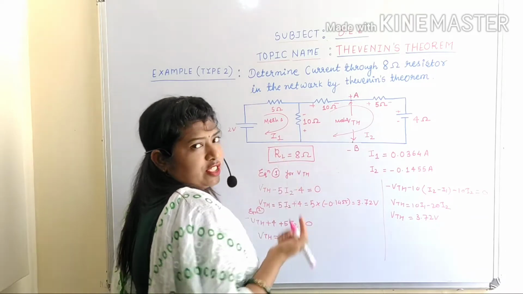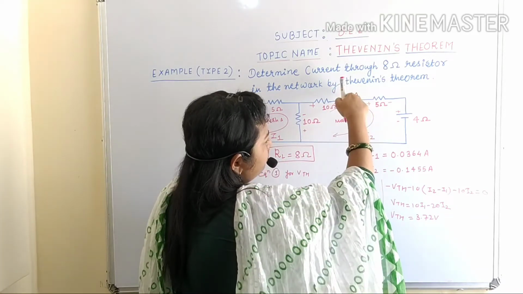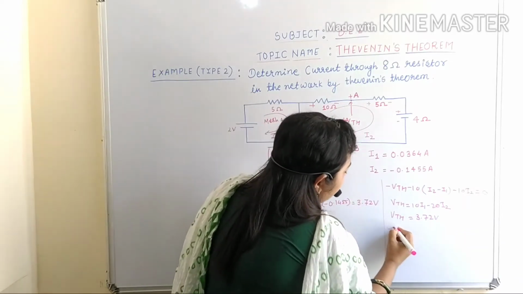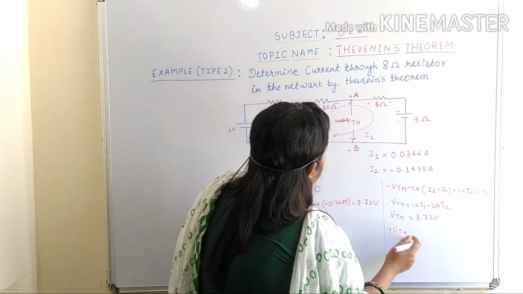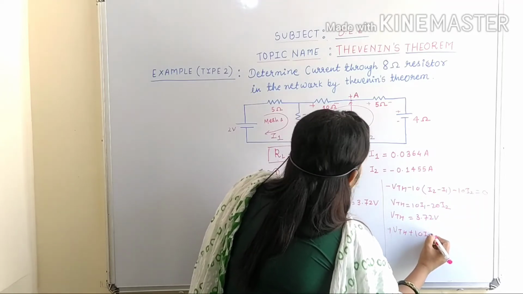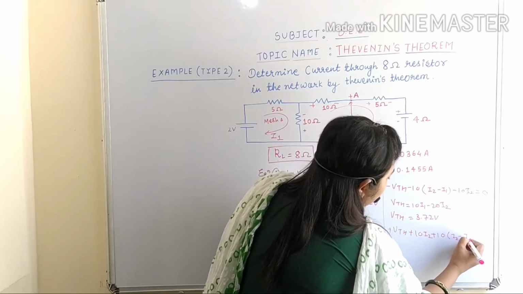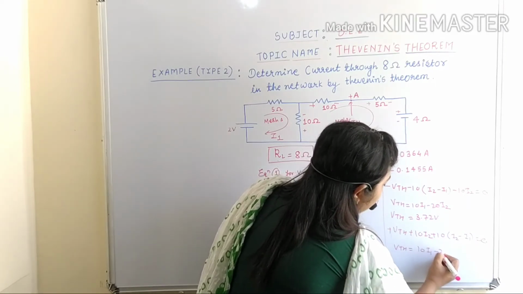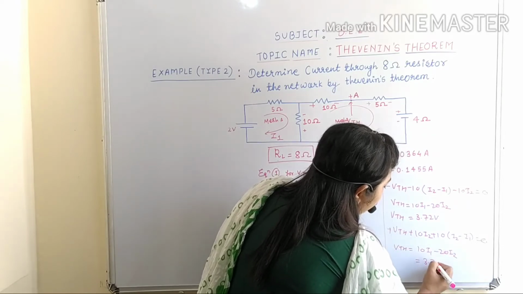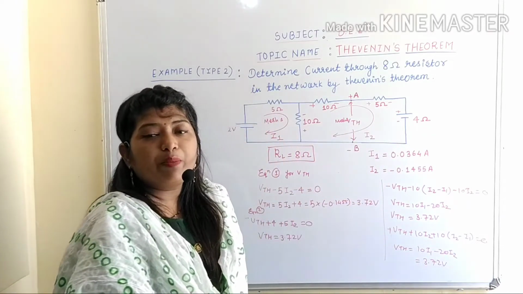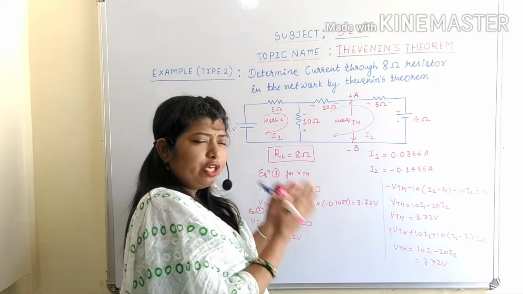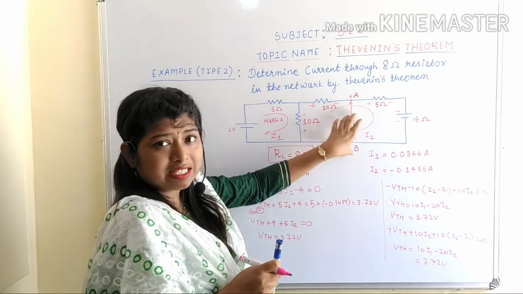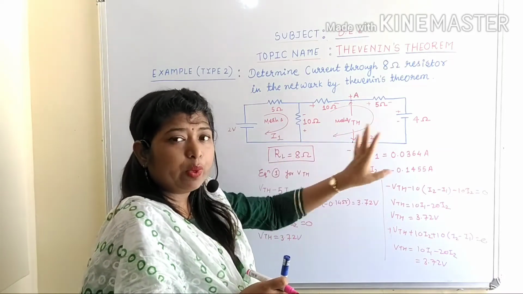Coming to the last possibility, now I have considered from A to B. Now you need to consider from B to A. Can you apply the KVL? Plus VTH plus 10 I2 minus I1 is equal to 0. VTH is equal to 10 I1 minus 20 I2, which is nothing but equal to 3.72 volt. I hope you have understood how to apply KVL if load resistance is there in between two meshes.